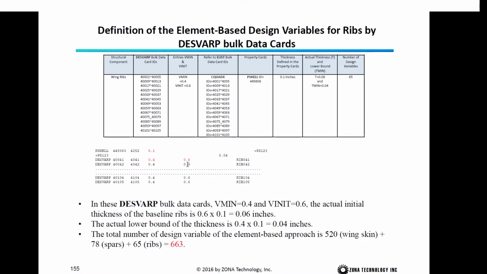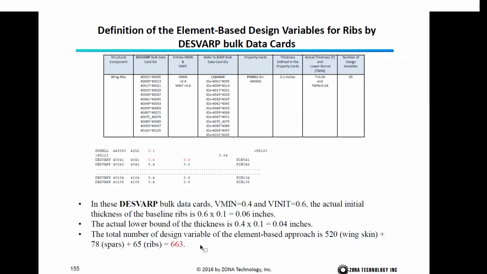So as the rib, we have 11 rib with a C for ID. The V mean is 0.4. V init is 0.6. The actual thickness of the rib is 0.6 times 0.1, so it's 0.06. And the initial one is 0.4 times 0.1, so it's 0.04.